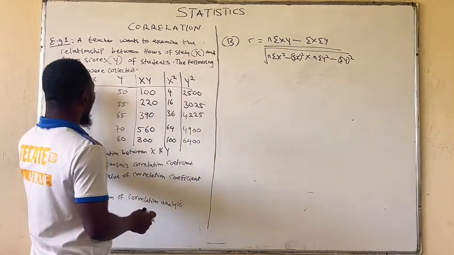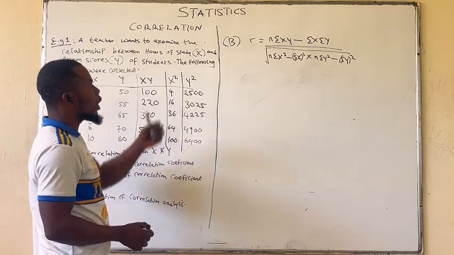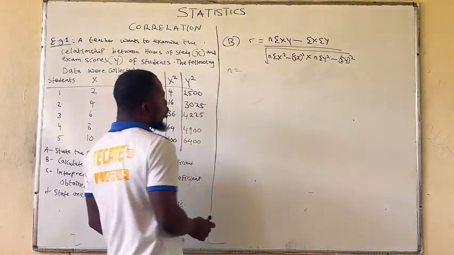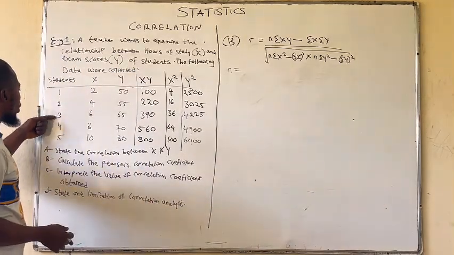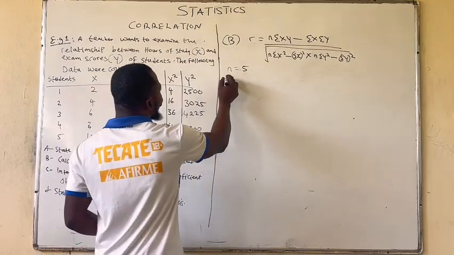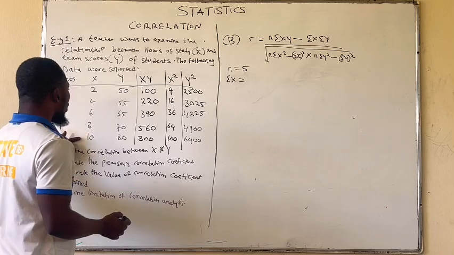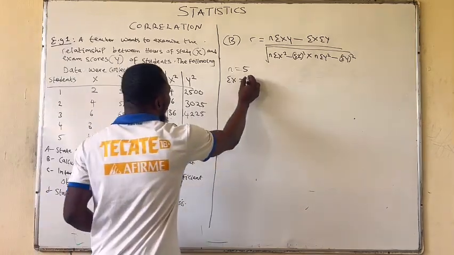So now we need all their summations: the summation of X, the summation of Y, summation of XY, X squared, and Y squared. In this case, N is the total number of observations, which is 1, 2, 3, 4, 5. Our N in this case is 5. Our summation of X, you add all the X together, gives us 30.